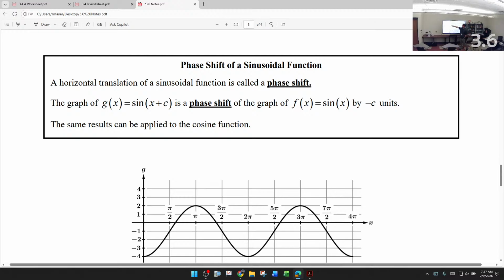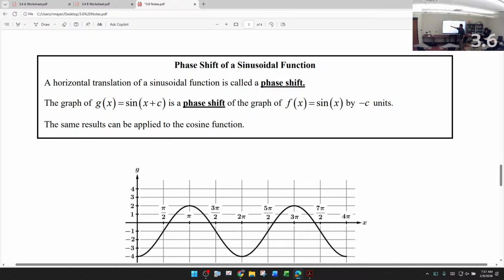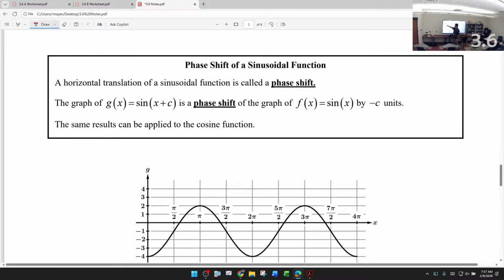A horizontal translation of a sinusoidal function is called a phase shift. They're going to call it a phase shift. We're going to shift the phase. The graph of g is equal to sine plus c. Okay, so we're with the x, right? That value is with the x. If it's with the x, that does horizontal stuff. Then it shifts it by negative c, opposite of what you think. Anything with the x is opposite of what you think.